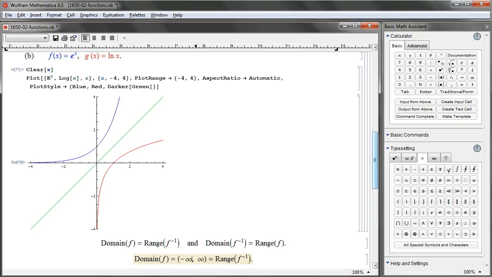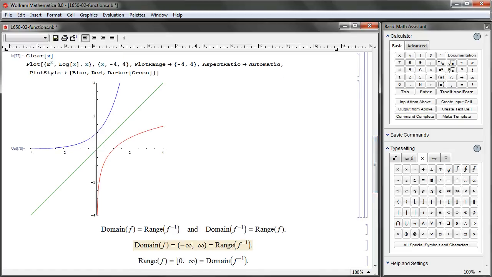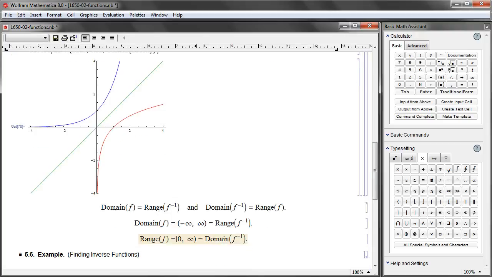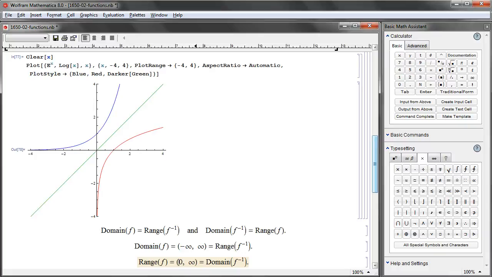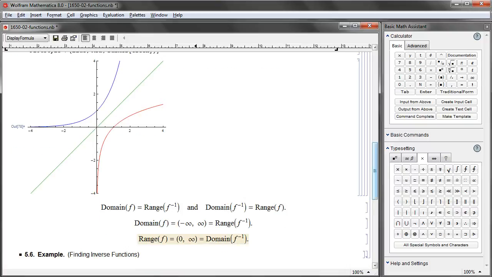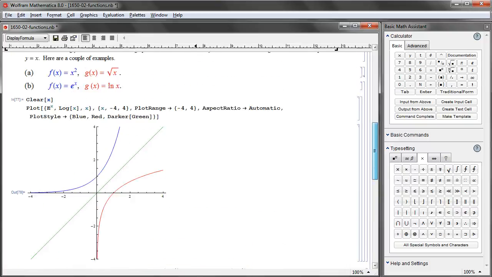Yes, I have to move very much to the right, but the red graph blows up to positive infinity too. Now, how about the range of this f? Exponential is always positive, so we have 0 to positive infinity. That's your range of f. And how about the domain of this red function? It is defined only on the right hand side, only when x is greater than 0. So we have the same behavior. The domain of the inverse function, the red function, is from 0 to infinity.